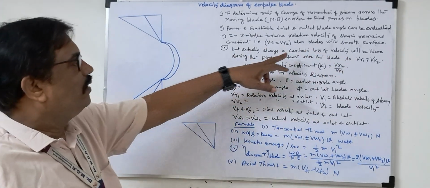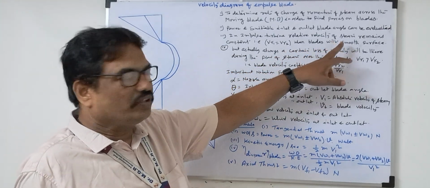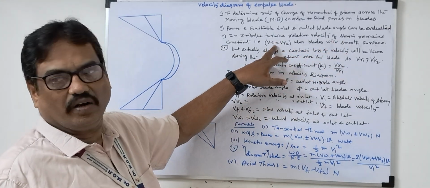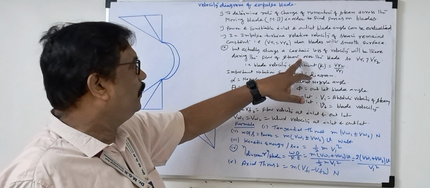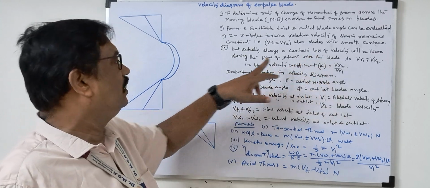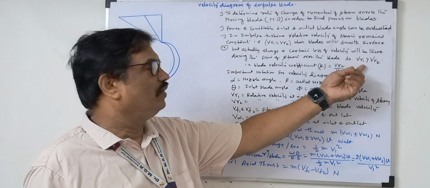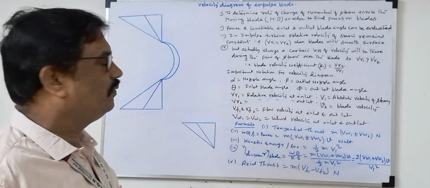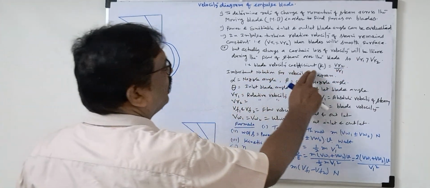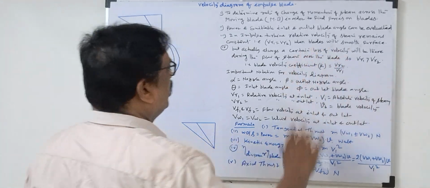Suppose the blade has a smooth surface, then the relative velocities at inlet and outlet will be equal. But if we consider the loss of velocity when the steam flows through the blades, then the relative velocity at inlet will be greater than the relative velocity at outlet. So the blade velocity coefficient will be VR2 by VR1.